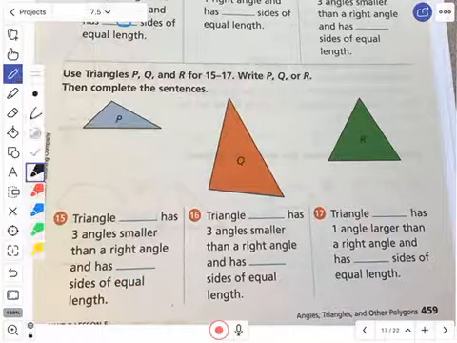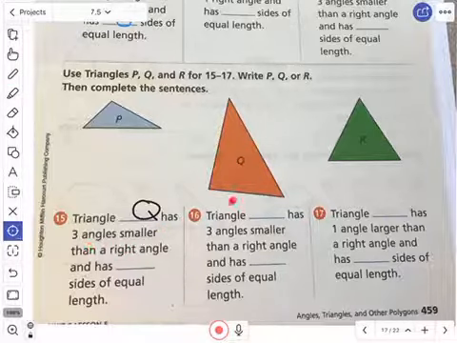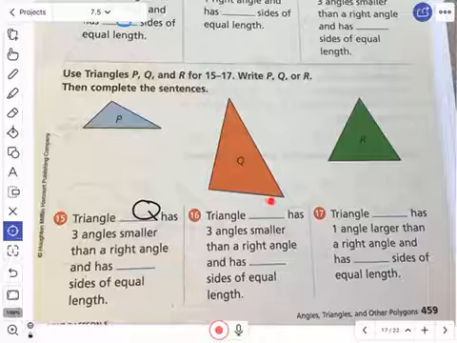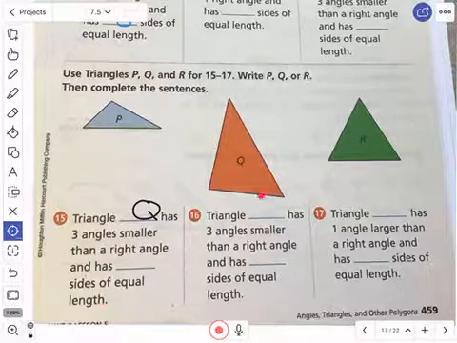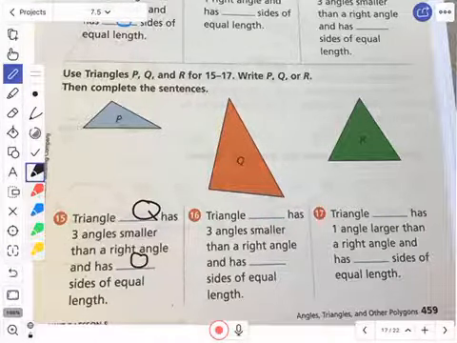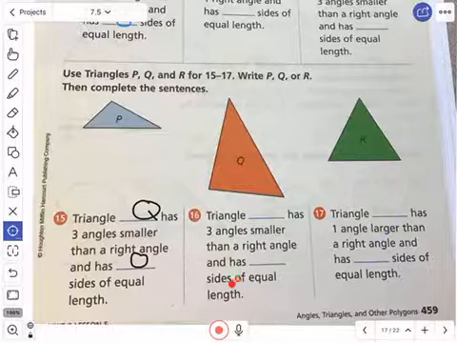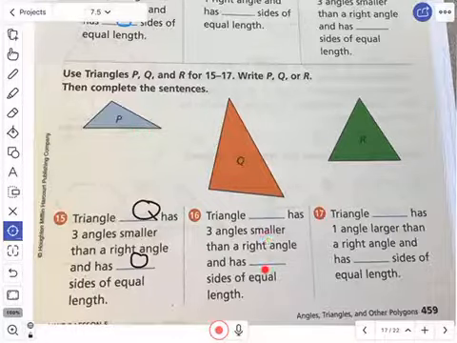So if I think it's Q, let's check that. Has 3 angles smaller. Ooh, that's smaller. Yeah, that's smaller. That's smaller, okay. And has blank sides of equal length. You know, for that one, I would say 0. I mean, not any of those sides look equal. Okay, triangle blank has 3 angles smaller than a right angle and has how many sides of equal length? So let's say if I put like P in there, it could be the same.